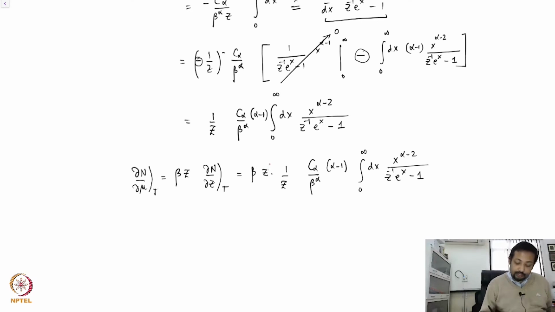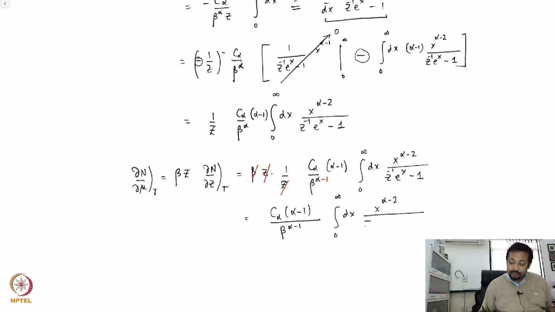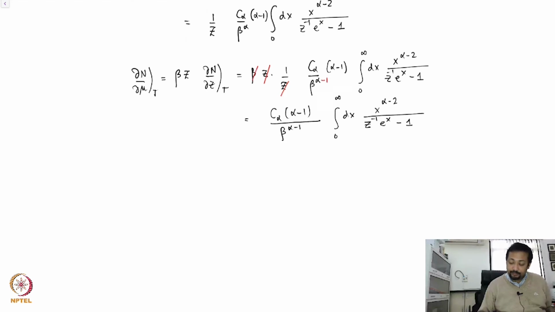So the cancellation means that z cancels out and β cancels with one factor of β raised to the power α, so that this becomes β^(α-1). And the answer that I have is C_α (α-1) times β^(α-1), the integral from 0 to infinity dx x^(α-2) over (z⁻¹ e^x - 1).